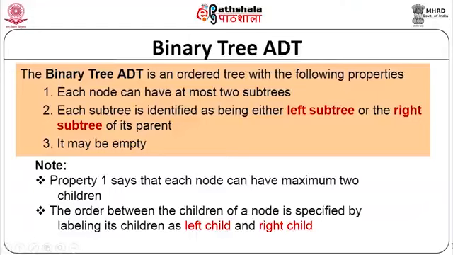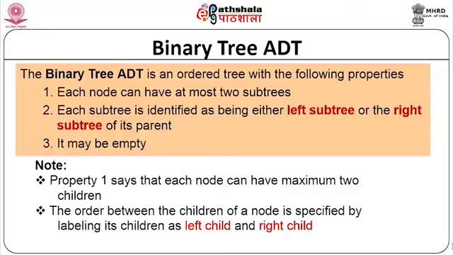A binary tree ADT is an ordered tree with the following properties. Each node can have at most 2 subtrees, we are just defining it again. Each subtree is identified as being the left subtree or the right subtree. So, here we are going to define a binary tree ADT a little more formally. Each subtree will be identified specifically as a left subtree or a right subtree, and each of the subtrees, or the original binary tree itself, may be empty. Now, what does this mean?